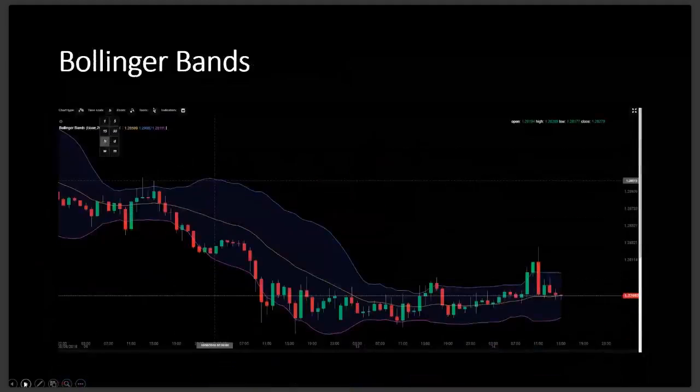Bollinger Bands. Bollinger Bands is another popular technical indicator to be used for spotting support and resistance. It tends to be a lot more useful when the market is ranging. You can tell when the market is ranging, when the volatility is slightly lower, because the bands are less tight together, as you can see here.